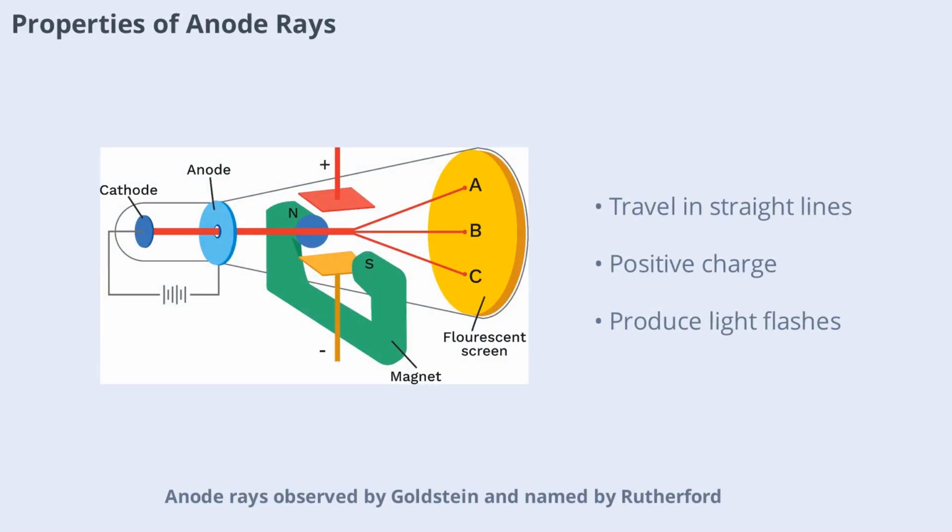Anode rays, observed by Goldstein and named by Rutherford, travel in straight lines and are material particles. They are positively charged and can be affected by external magnetic fields. Anode rays also impact photographic plates and produce flashes of light on ZnS screens. The charge-to-mass ratio of anode rays depends on the gas present in the tube, being maximum for hydrogen. These properties help distinguish protons from electrons.